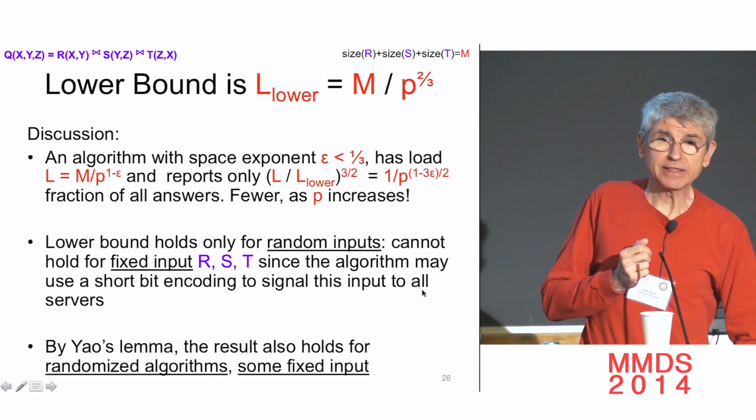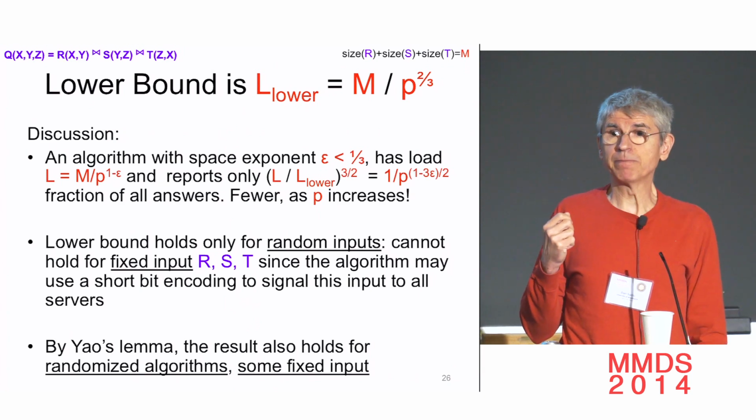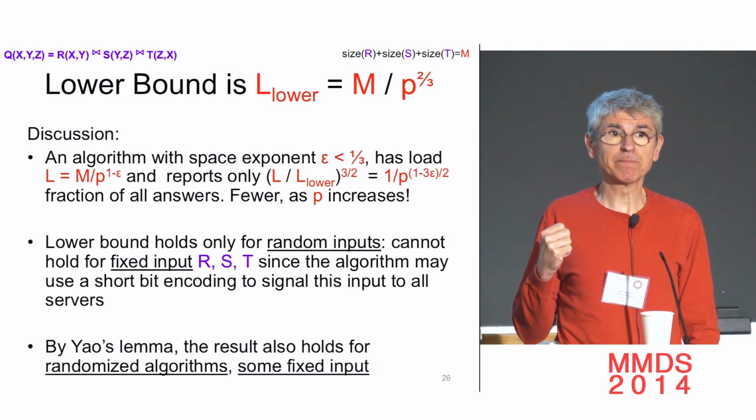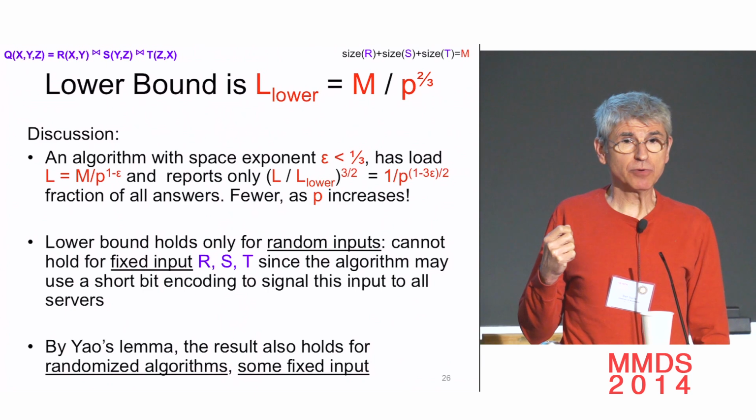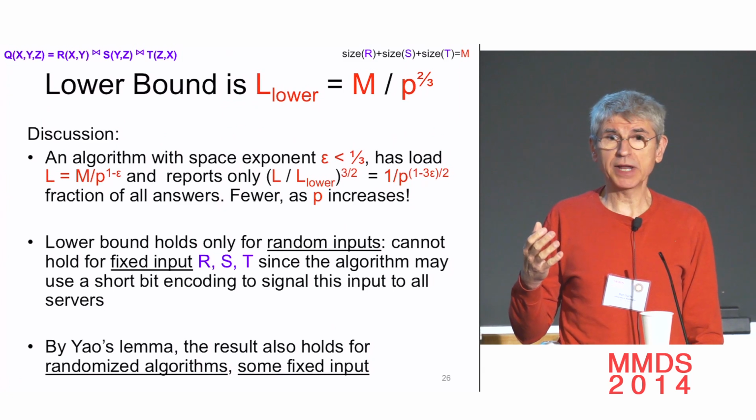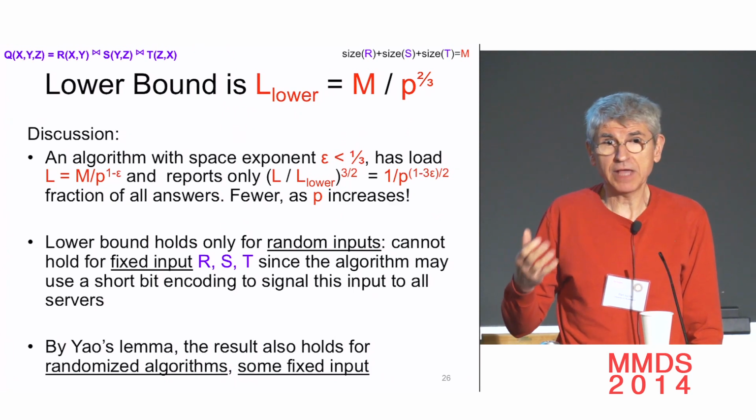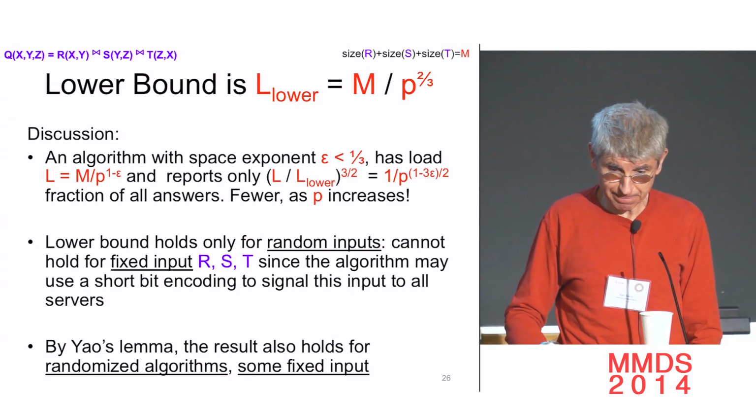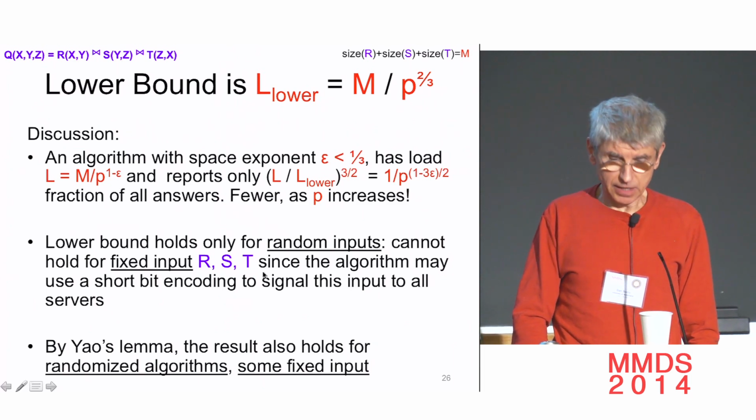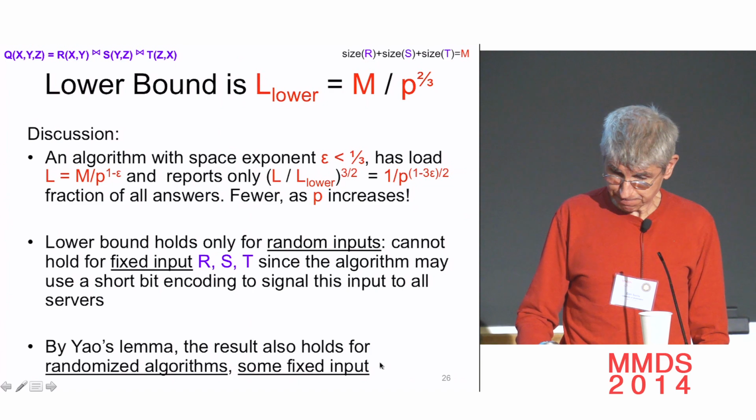The second observation is that we can't prove this theorem for a fixed input. It has to be over random choices of the inputs R, S, and T. Because for every fixed input, you can design a specialized algorithm that looks for this particular input and signals to all the servers that this is the special input, and if that's the one, then it can solve it very, very efficiently. So our statement is for a random choice of R, S, and T. And by our lemma, this also holds for randomized algorithms over a fixed input.